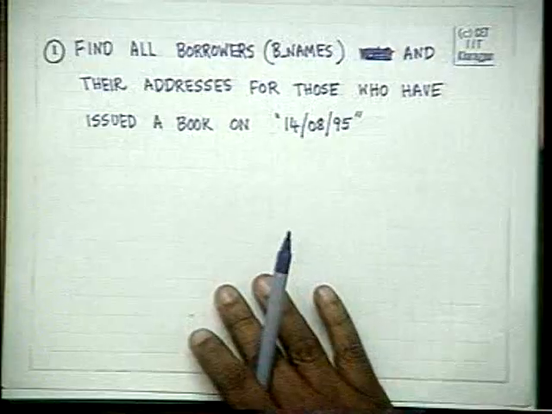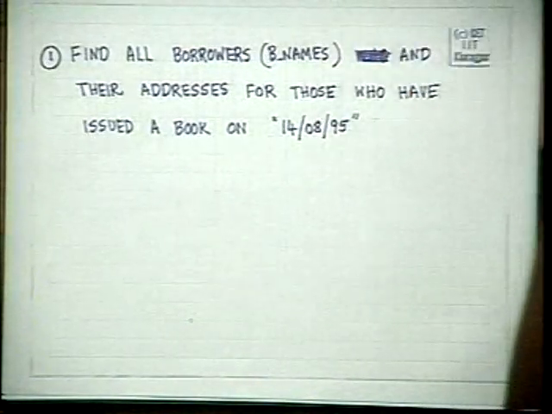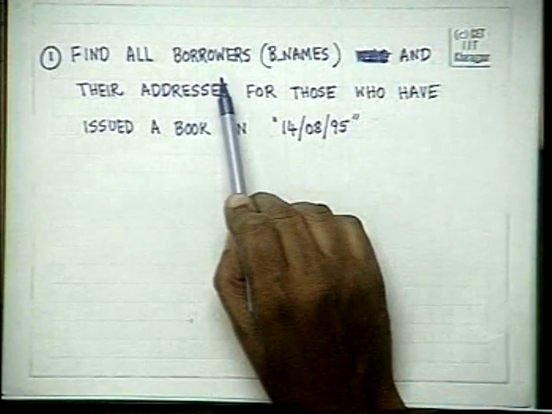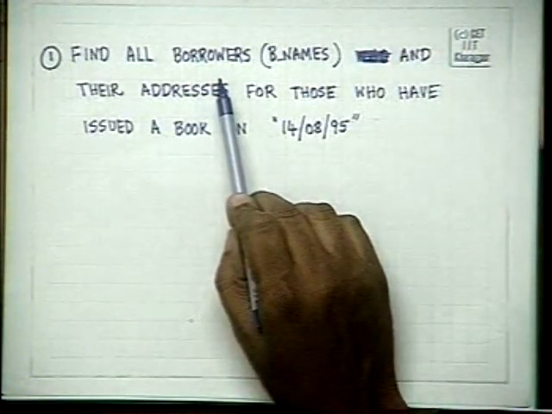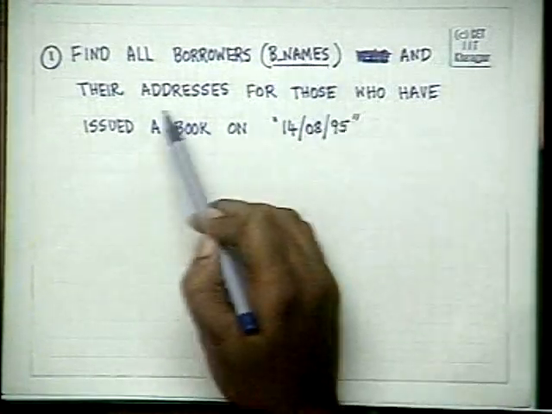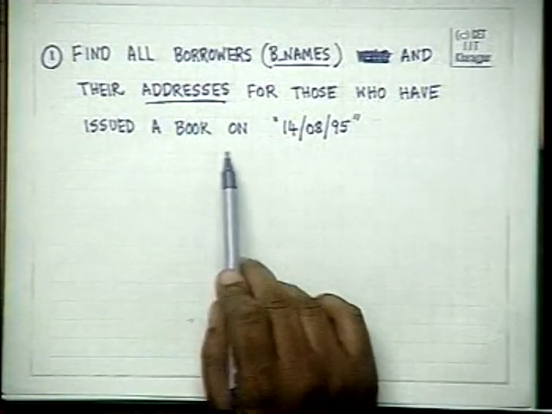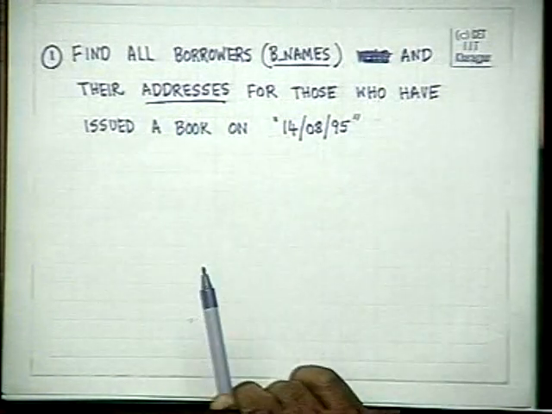The first problem that we will solve is this. Find all borrowers, coming from the borrow relation, and their addresses. So we want to find out their names and their addresses for those who have issued a book on 14/8/95.